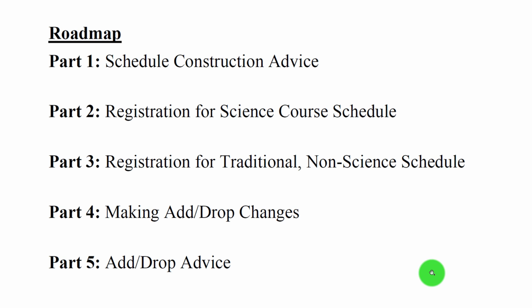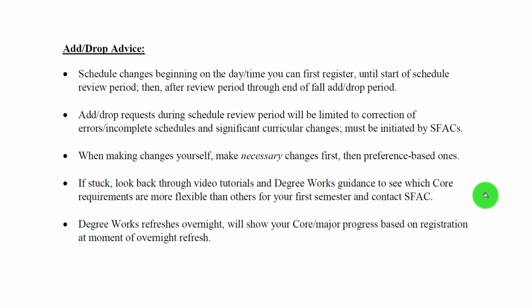We now move to the last part of our video tutorial, which is on some add-drop advice. There are 5 key points for you to consider. First, you may make schedule changes beginning on the day and time at which you are first able to register up until the start of the schedule review period, when your SVAC will review your schedule. Then you may resume making changes from the conclusion of the schedule review period until the end of the fall add-drop period, and your SVAC will provide all of these dates for you.